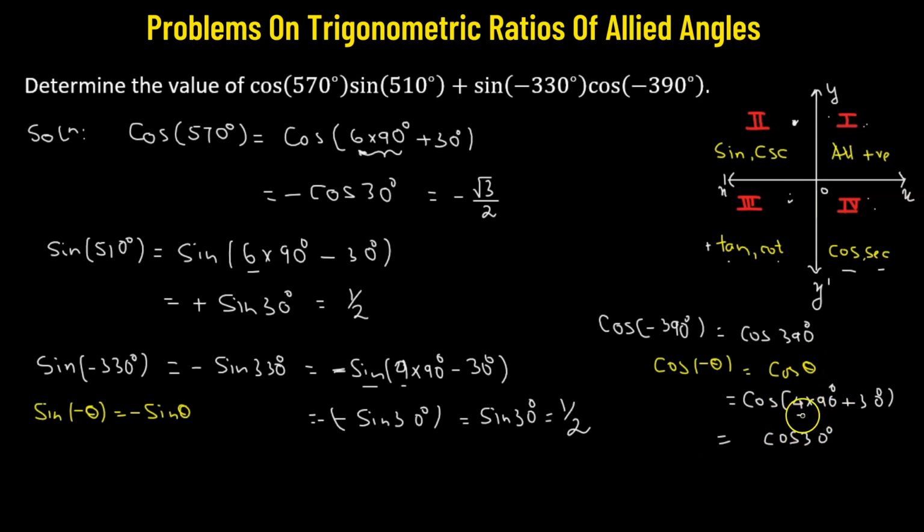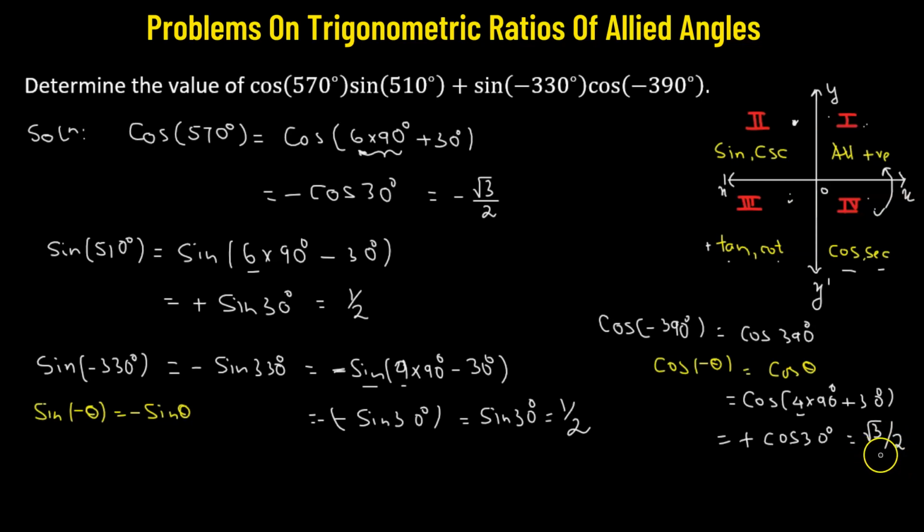Now we are in the 4th quadrant. 4 times 90 corresponds to the 4th quadrant, but we are adding 30 degrees to it, which will take us to the 1st quadrant. And in the 1st quadrant, all trig functions are positive. So we have positive cosine 30 degrees, and this corresponds to a value of positive square root of 3 over 2.